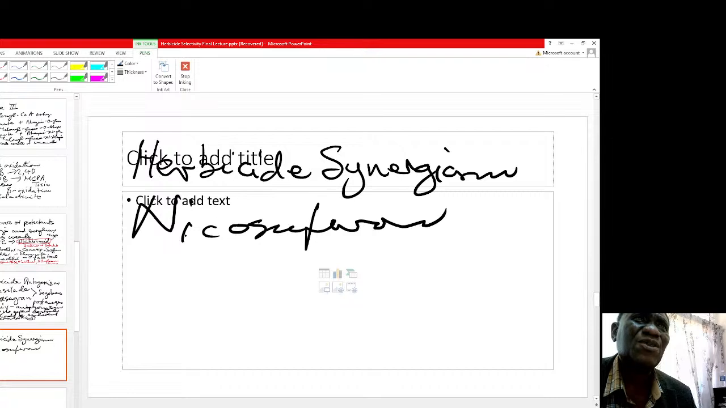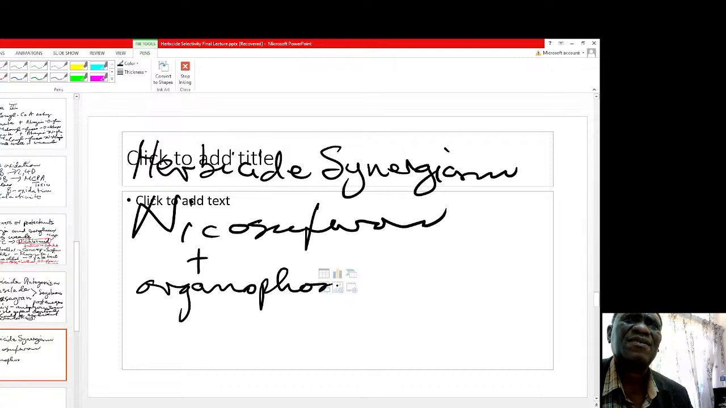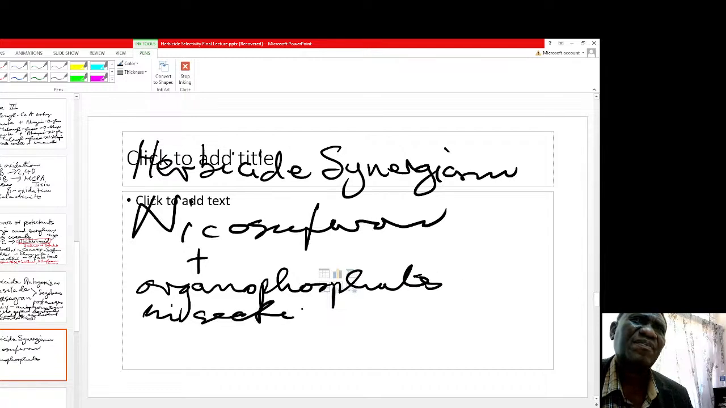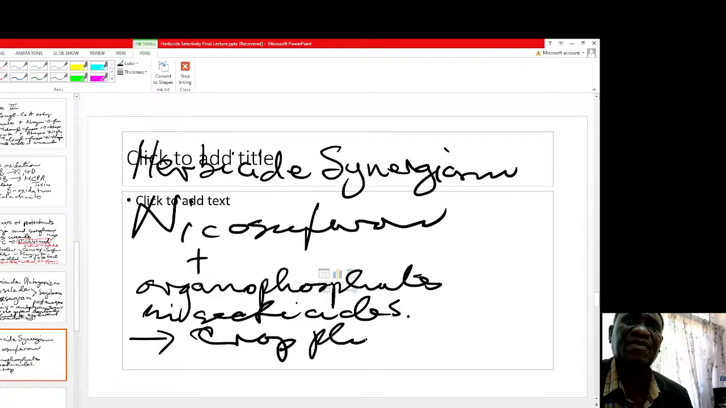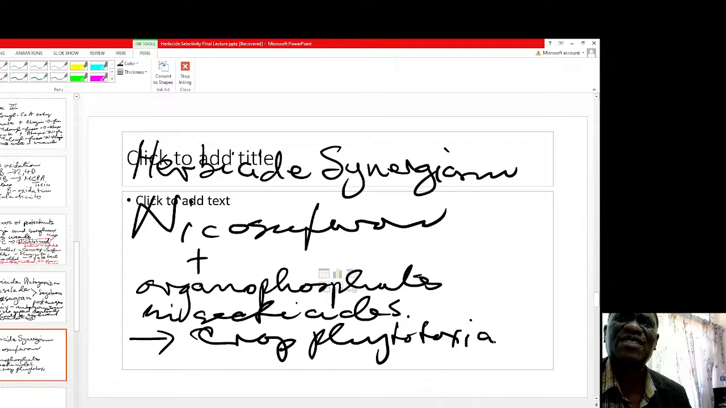So nicosulfuron plus especially organophosphate insecticides, you avoid doing this because there is going to be crop phytotoxicity. Although we know nicosulfuron normally doesn't kill the crop, phytotoxicity.